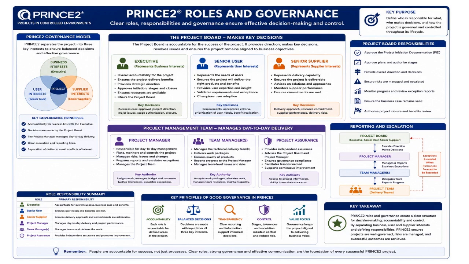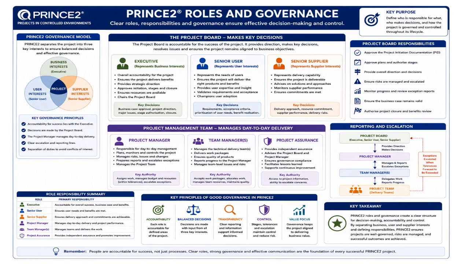PRINCE2 solves this problem by creating a structured governance model that clearly separates responsibilities and authority levels throughout the project lifecycle. At the very top of the slide, the key purpose explains this clearly. PRINCE2 governance defines who is responsible for what, who makes decisions, and how the project is controlled from beginning to end. Starting on the left-hand side, we can see the PRINCE2 governance model.